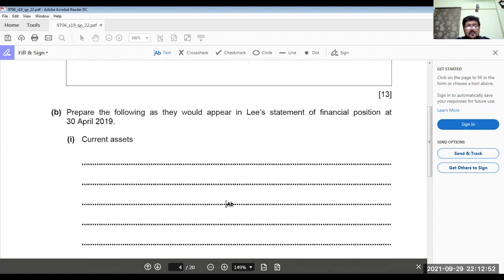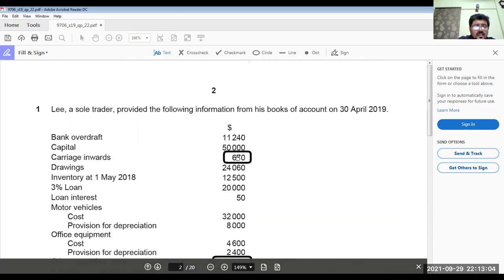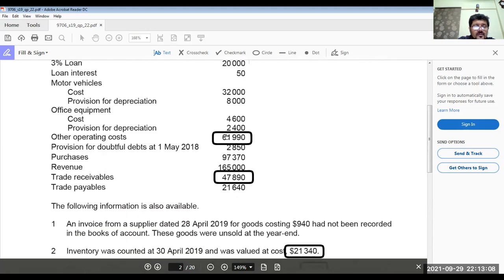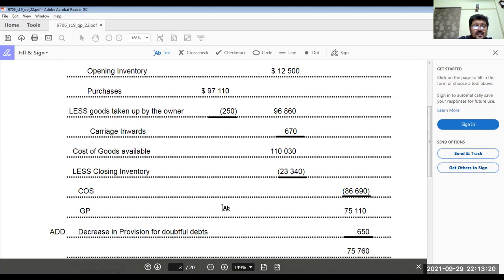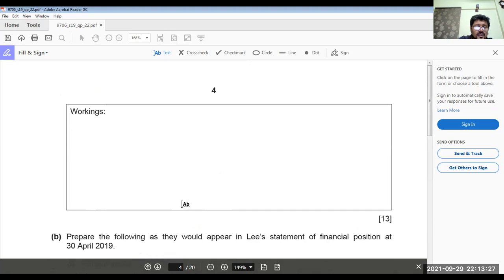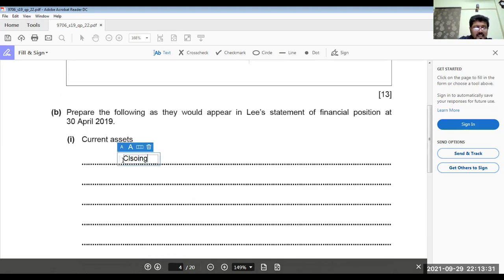Now, prepare the following as they would appear in Lee's statement of financial position. Current assets. Now, again, we are going to questions. The first is closing inventory. And closing inventory we have to take from income statement. Closing inventory is 23,340. I always make a mistake while typing closing inventory. Closing inventory is how much? 23,340.